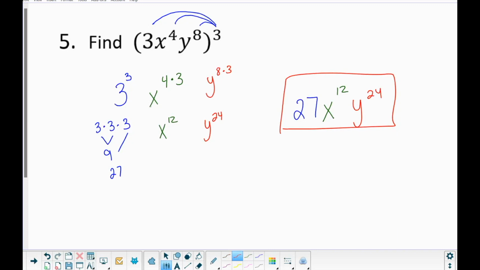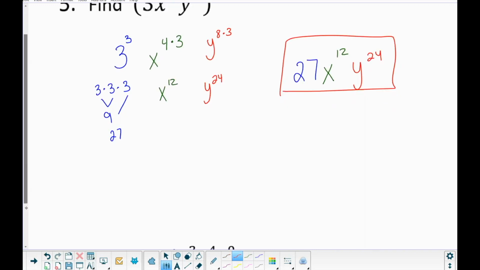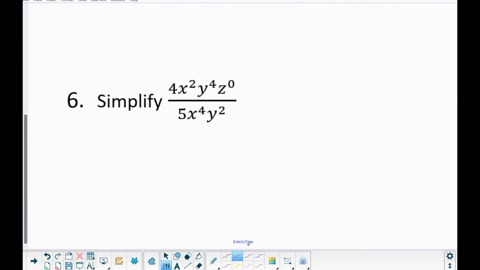And that's it. Just remember, when you have a power to a power, share that power with everything. Exponents multiply. So that means this 4 would multiply this 3, this 8 would multiply this 3, and this 3 would just get a power to the third. Okay, let's move on to number 6.